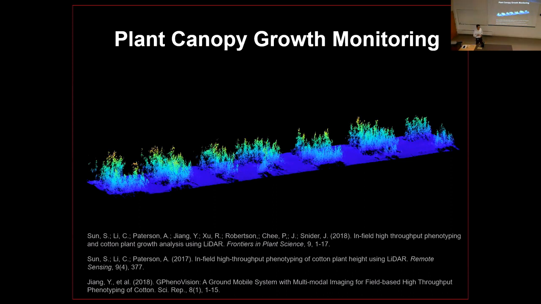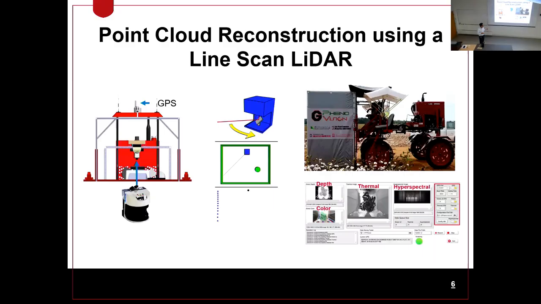So first is the plant canopy growth monitoring. It's very important for us to periodically monitor the canopy level development and growth. Our first project is about how to develop a field-based platform to monitor cotton plants. For this project, we used a tractor-based platform. This is the tractor we used before. This work is from Georgia. We work on cotton because cotton is a major crop in Georgia.